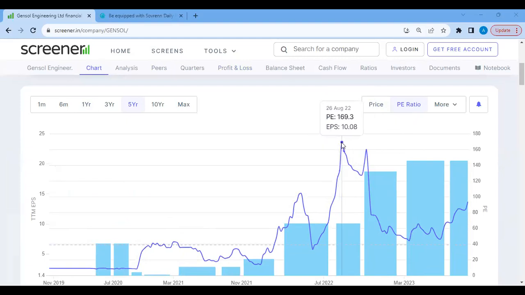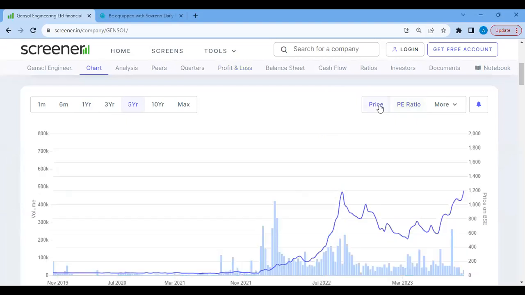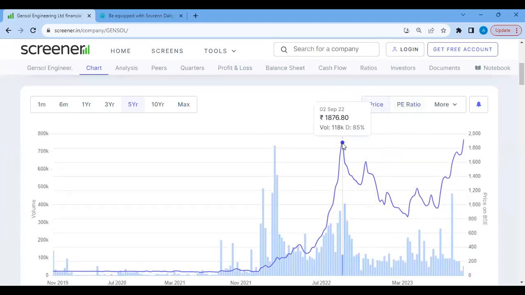I hope you can see that this company's PE ratio went to 170 and then it got punished. You can see the price also. The price increased like crazy, but then the punishment came because it ran up too fast. Therefore, high PE, high growth is risky. Low PE, high growth is mostly a multi-bagger.